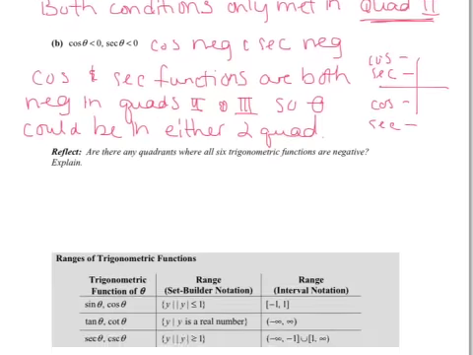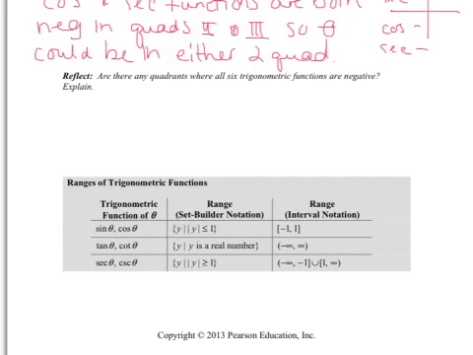Okay, if we scroll down our page, it says, are there any quadrants where all 6 trigonometric functions are negative? If you look back, no, there is not. There is one where they're all positive, but not one with quadrant where they're all negative. Because in quadrant 1, all of your functions are positive, so there's no way it can be negative.